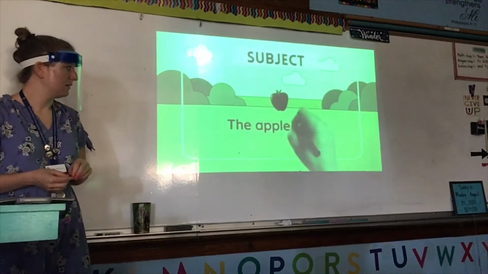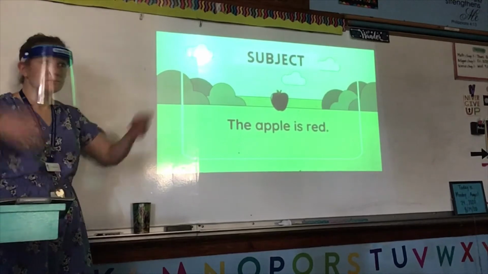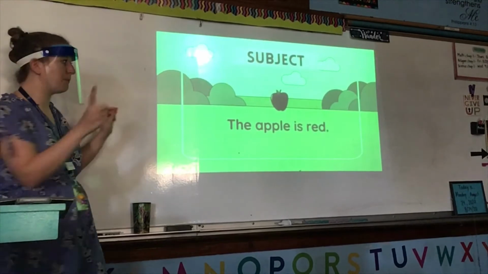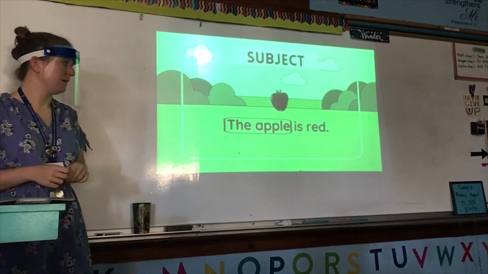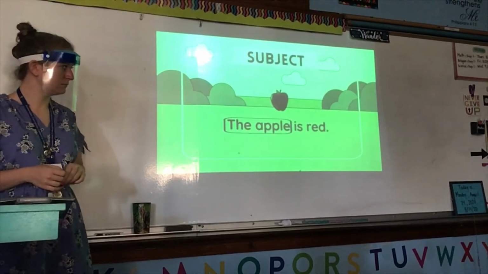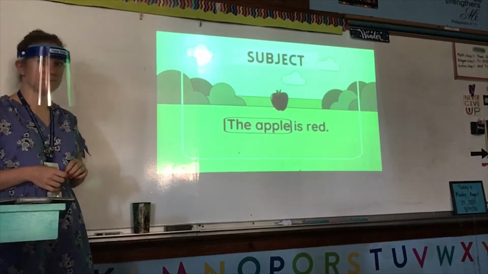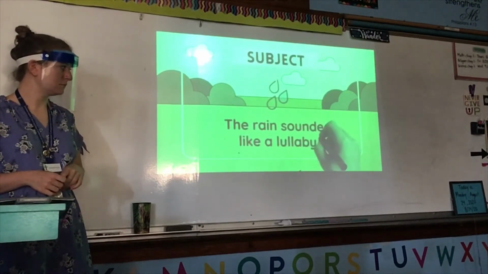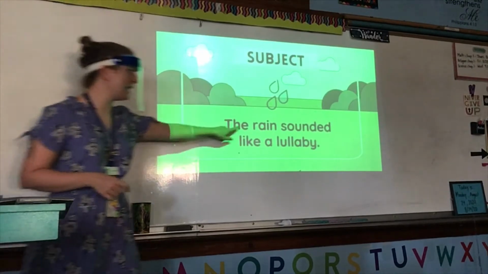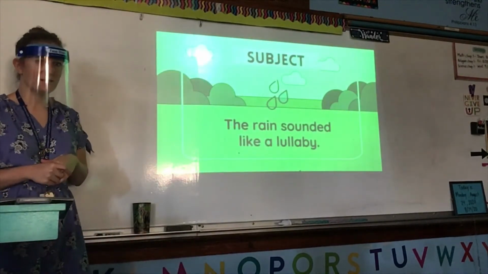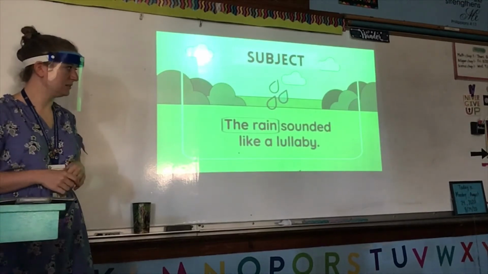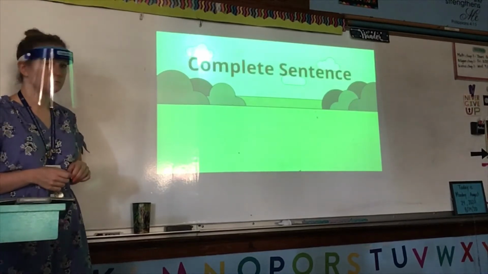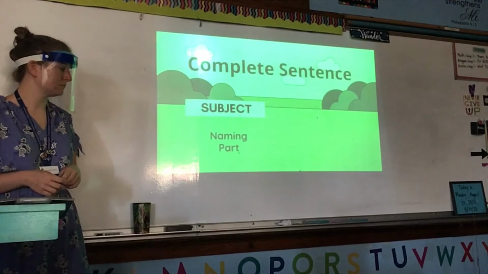The apple is red. Can you guess what the subject is in this sentence? Class, what's the subject? Apple. Apple, not red, because it's about the apple. That's right. The apple is the subject because this sentence is about the apple. Let's try one more. The rain sounded like a lullaby. What's the subject here? Is it rain or is it lullaby? Class? Good job. The rain. The sentence is about the rain, so the rain is the subject. Not lullaby.